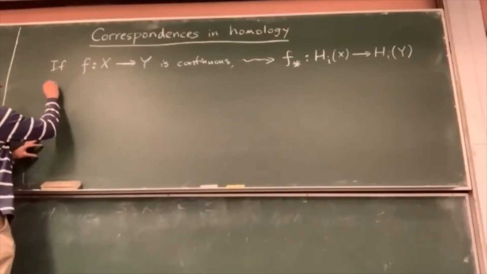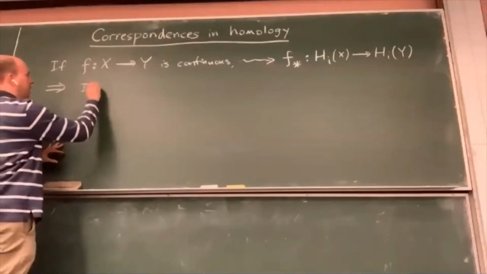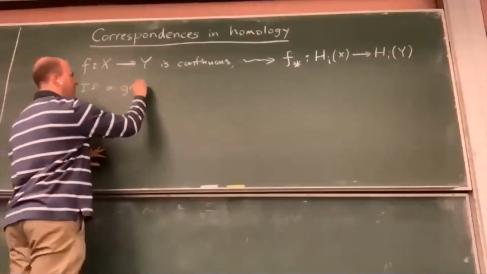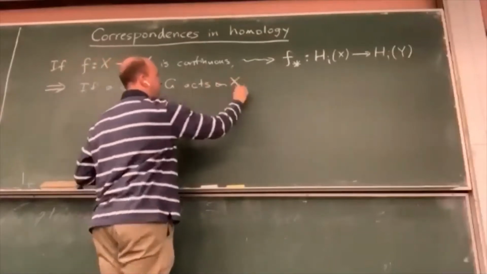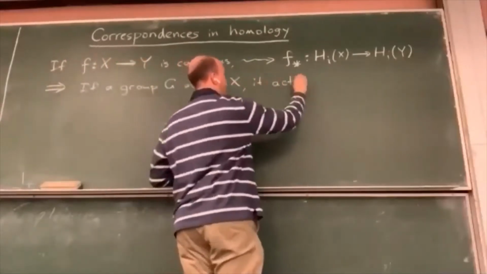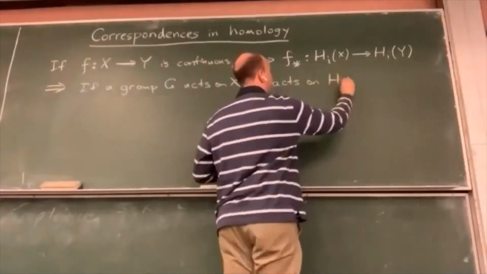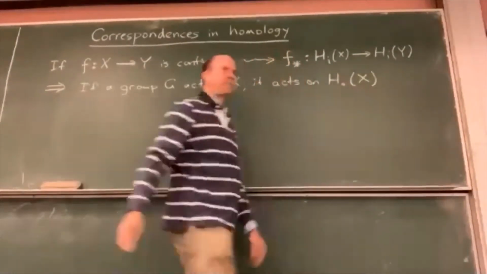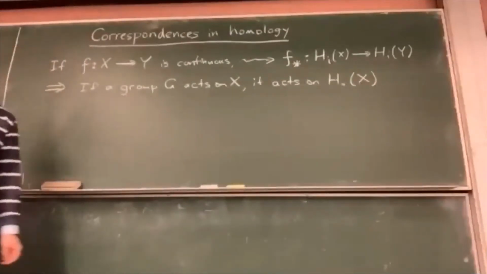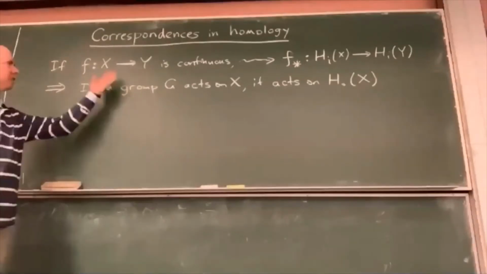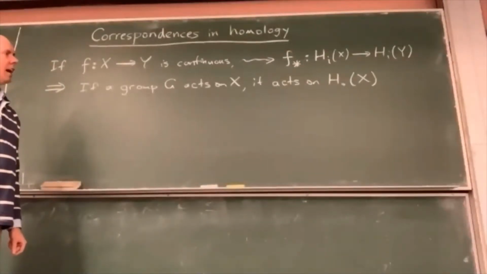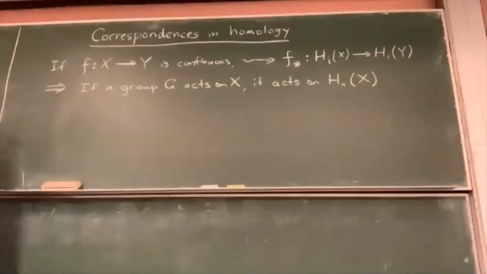So this implies, for instance, that if a group G acts on X, then it also acts on the homology of X. So that's a way of producing linear representations of a group if you have an action of it on a topological space. So that may or may not be interesting, but that's one thing that you get from the functoriality of homology. But it's not flexible enough for all circumstances.